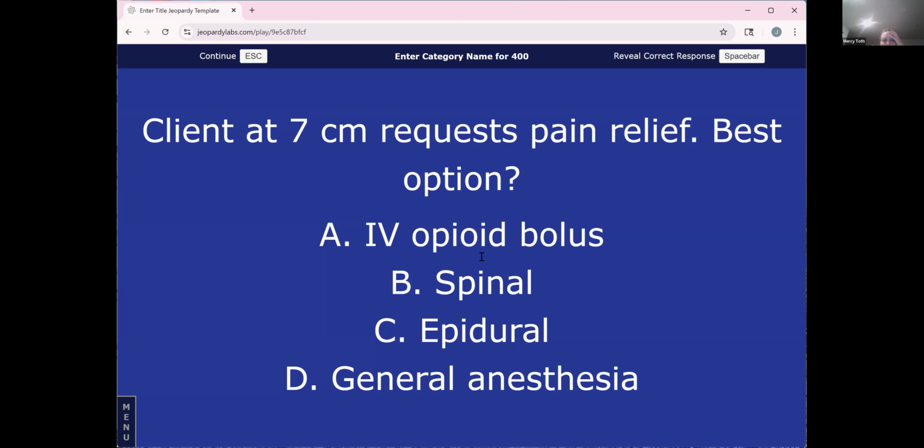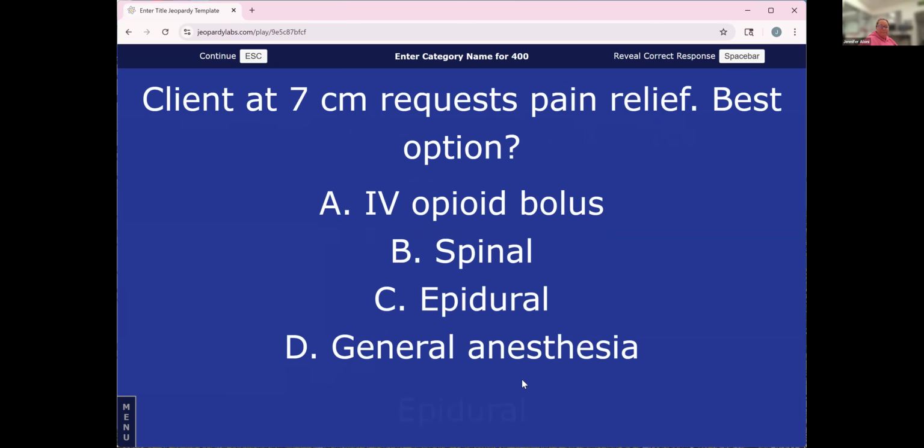Spinal we do for what? C-section. Spinal. Good, C-section. When do we give general anesthesia? We really try not to. If it's emergent, we do it. When else? If they have to, due to something like their makeup, like the way their body's made up and stuff like that. Okay.